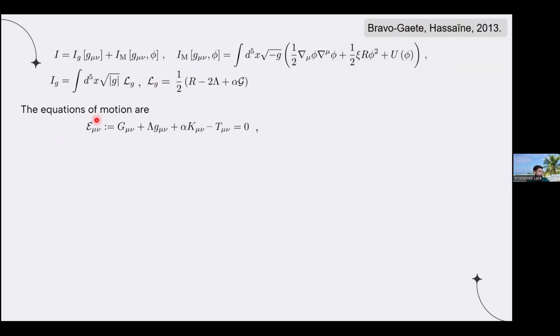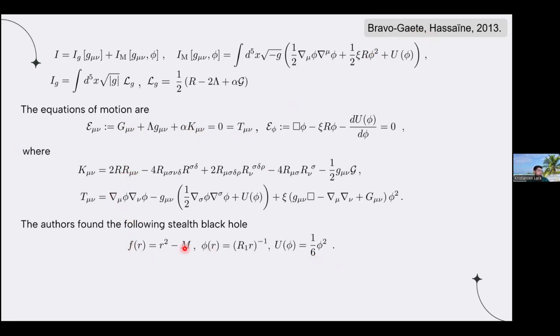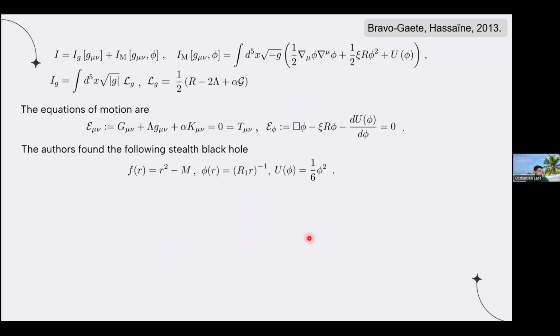So the equations of motion are given by this expression that you may read here, where epsilon of phi is the following equation, the Klein-Gordon equation, where K mu is the Gauss-Bonnet tensor. Okay, but this is just technicalities. So basically, we have to solve this equation, the stealth condition. So the authors, Bravo, Gaete, and Hassane, found the following stealth configuration, this metric function with this scalar field with this potential. And we are going to recover it from our construction. It will be very easy.